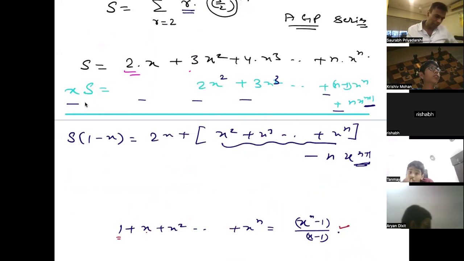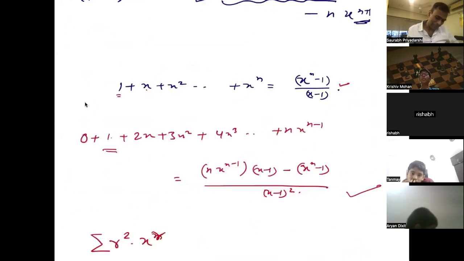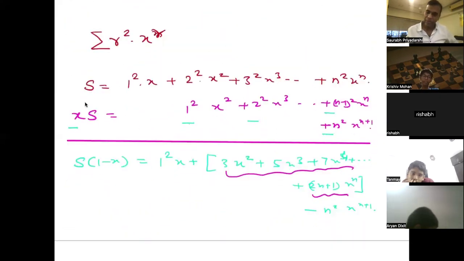AP and binomial AP series and the GP series. The 3, 5, 7 is the AP number, and x square, x cube, x to the power 4 is the GP number. So we have to apply the same concept twice. Then you will get the same result. Or you can use differentiation also in this question.